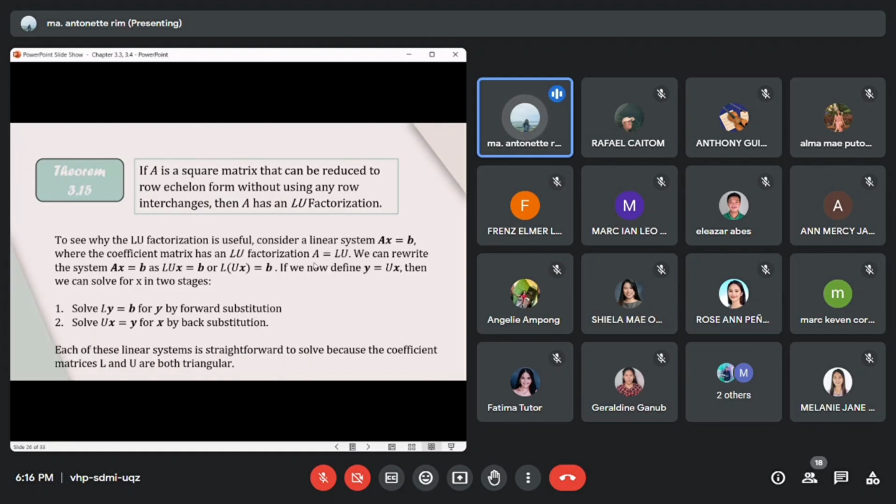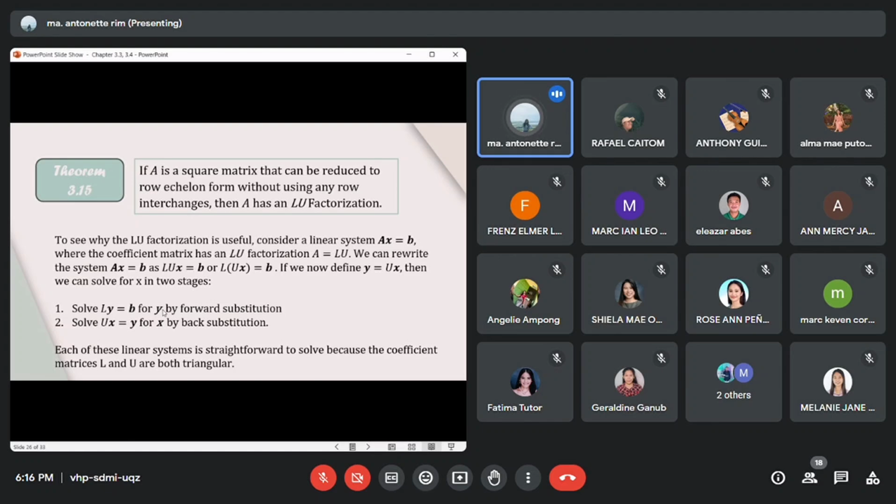To see why the LU factorization is useful, let us consider a linear system AX = B, where the coefficient matrix has an LU factorization A = LU. We can rewrite the system AX = B as LUX = B. If we now define Y = UX, then we can solve for X in two stages. First, we solve LY = B for Y by forward substitution.